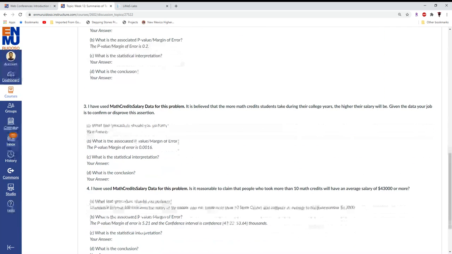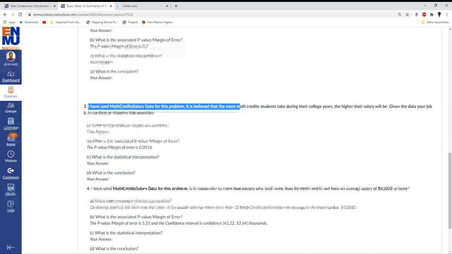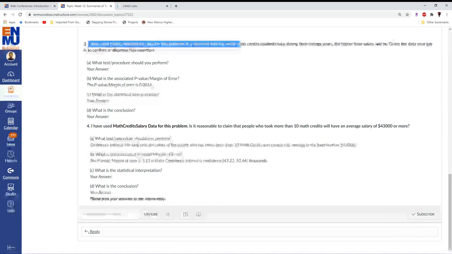Also, there are lots of things that you can do over here. I have used maths credit salary data for this problem. It is believed that the more math credits students take during their college years, the higher their salary will be. More math credit, higher salary. It means if you study more mathematics during your college, then you'll get higher-paying jobs. That's what it says. So there's a relationship between taking more mathematics classes and getting a higher salary. So that's regression over here, right?